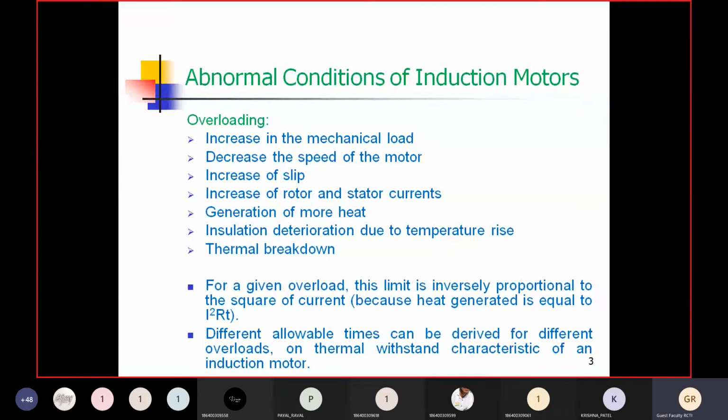Okay? And because of that, generally what happens? If heating is produced, then what happens?